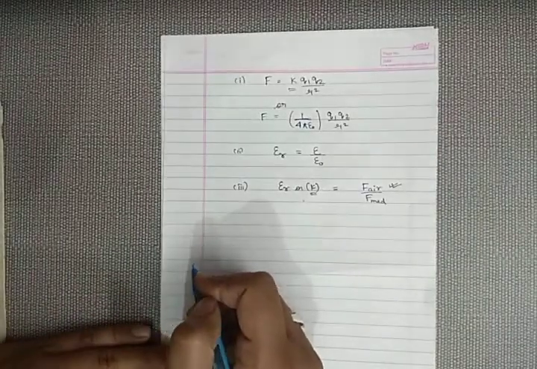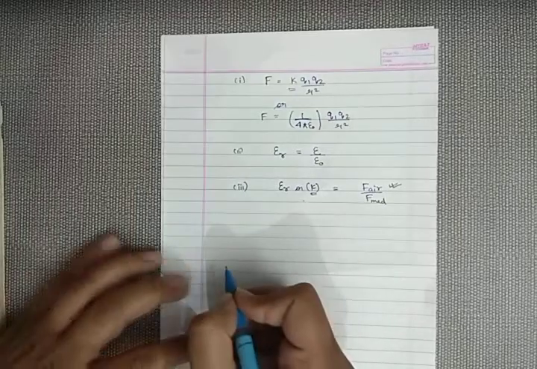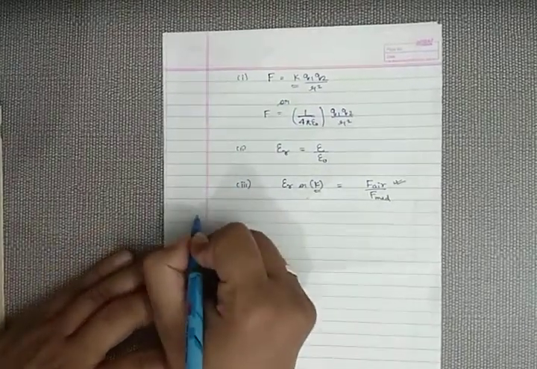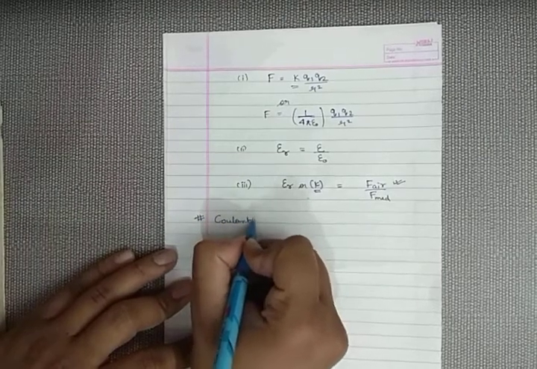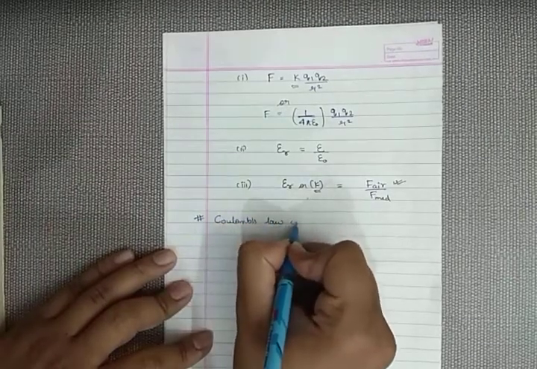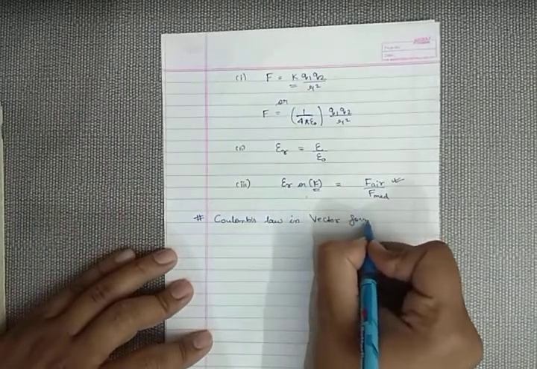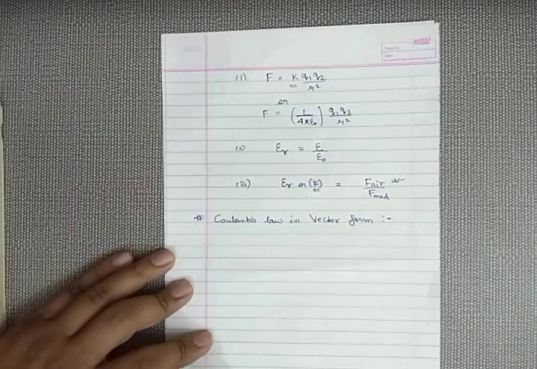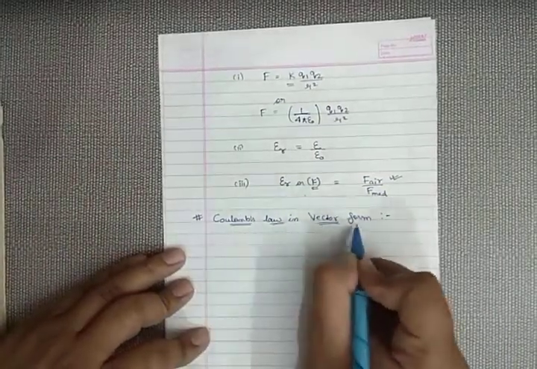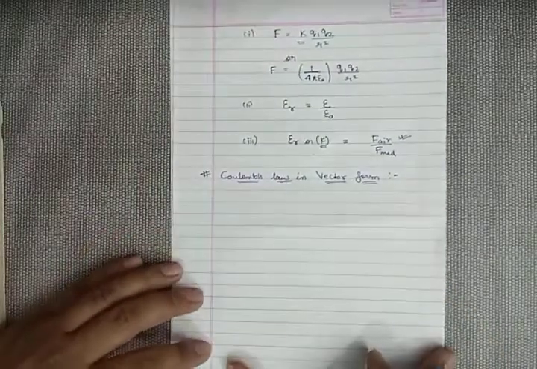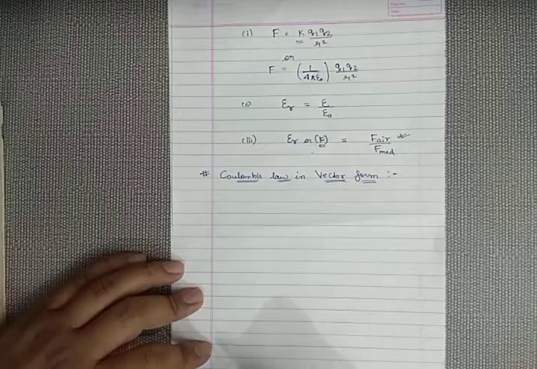So let's go through the next topic of our electrostatics. It is Coulomb's law in vector form. Coulomb's law in vector form is also an important topic. Many times its derivation has been asked in exams. So there should be a little knowledge of vectors before starting this topic.